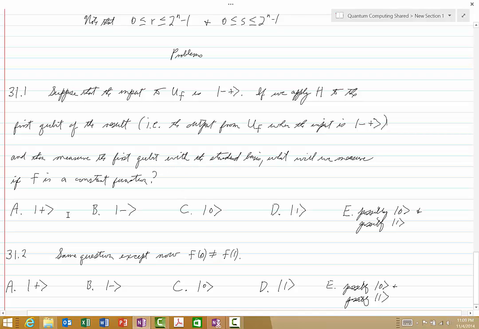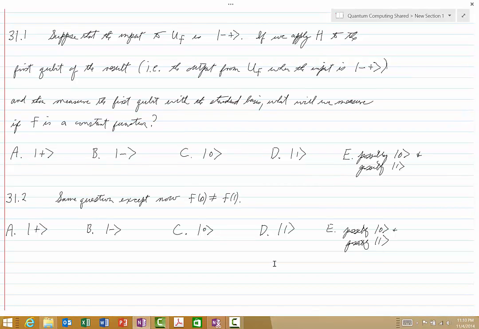And so the question is this: in the first case, if f is a constant function, will it give you plus with certainty, minus with certainty, 0 with certainty, 1 with certainty, or possibly 0 and possibly 1? And likewise, if f is a non-constant function, will it give you plus with certainty, minus with certainty, 0 with certainty, 1 with certainty, or possibly 0 and possibly 1?